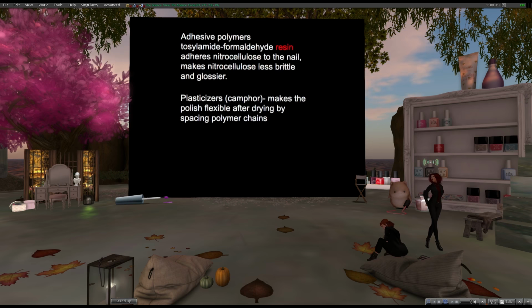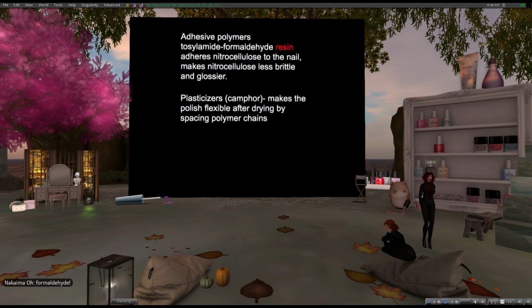So, for example, one thing they add is an adhesive polymer, tosylamide formaldehyde resin, with the emphasis on resin. Think about tree resin and how sticky it is. And that particular chemical adheres to the nitrocellulose and to the nail. It also penetrates the nitrocellulose, goes between the nitrocellulose molecules, making it less brittle so that it can bend a bit when your nail bends without popping off.